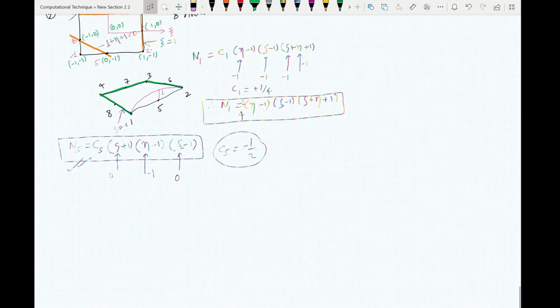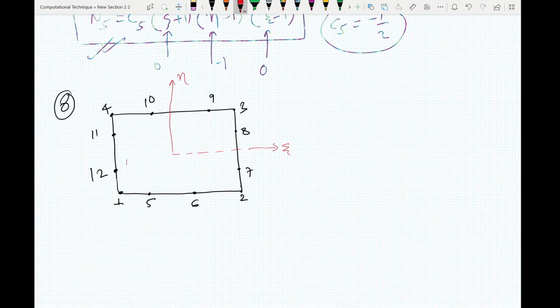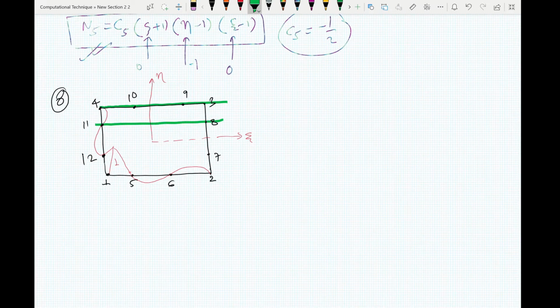So let's try. Now when you plot for 1, there should be 1 here, it should be 0 along these lines as well, like this. So here also must be 0, 0, and 0. So you can see here that your shape function must be 0 along this line and this line in the eta direction. So this is eta equals 1/3 for this one, and eta equals minus 1/3.